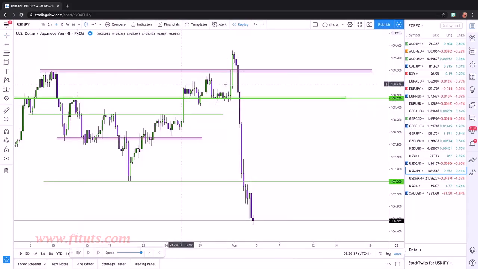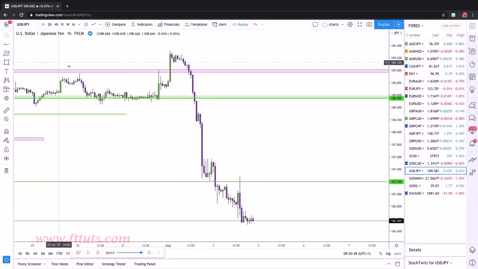So basically it faked out. Again, you can catch this entry because you can see it respected resistance here, and then once you practice over and over again, you can almost assume this move is going to happen. I do that on so many pairs. So again, you can get confirmation on the lower time frames for this.